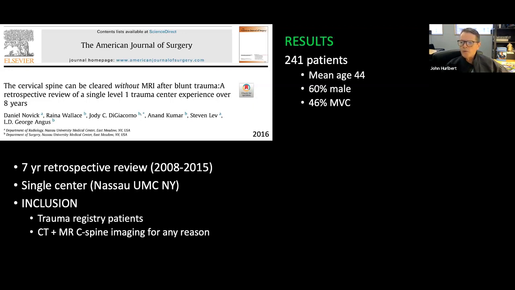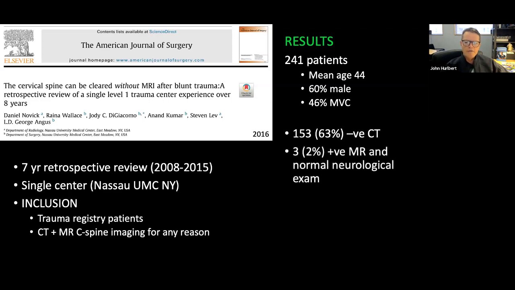It could be major trauma with instability. There were 241 patients with a mean age of 44, 60% male, 46% injured in motor vehicle accidents. 153 of them had negative CTs. So here's the setup. We've got a negative CT, 153 patients that then went on for MRI. Of those, 3 patients, 2%, had a positive MRI and a normal neurologic exam.